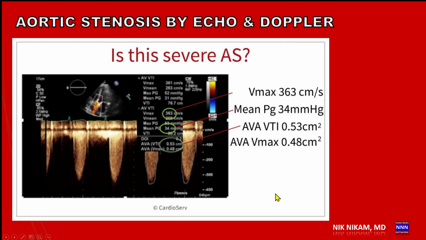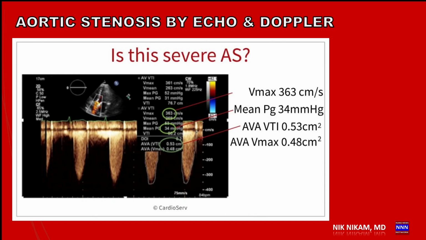And here's another example. We have a Vmax of 3.64, that's less than 4 meters per second, and a mean gradient of 34. It gives a valve area of 0.53 and an index of 0.48. Is this severe aortic stenosis? The answer is we don't know. There are so many other factors that need to be taken into consideration in this particular patient, because the gradient is not greater than 4 meters per second.